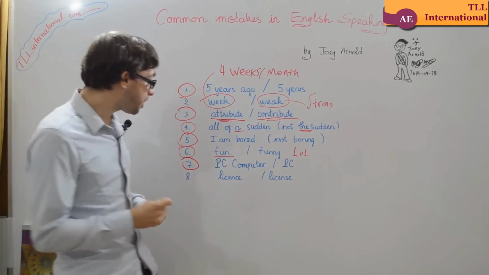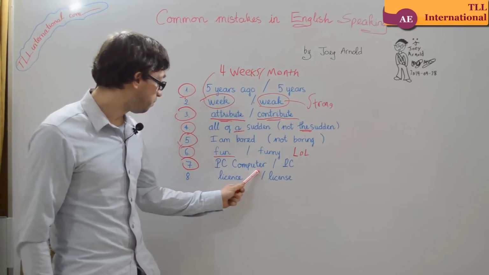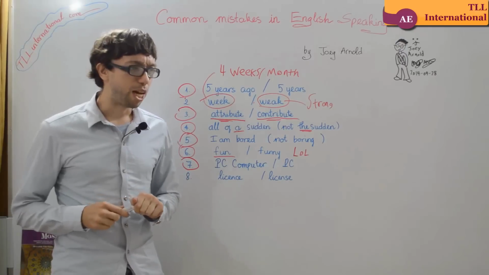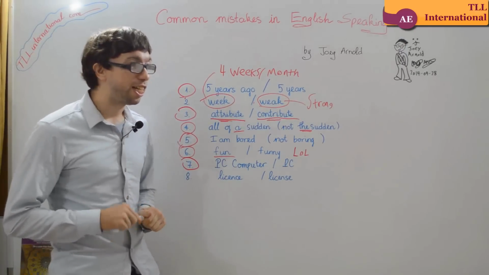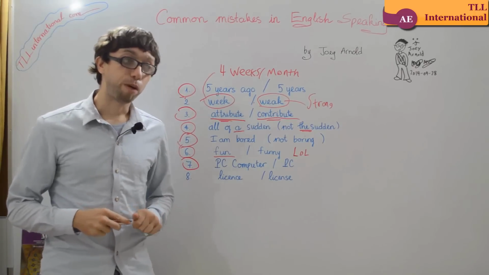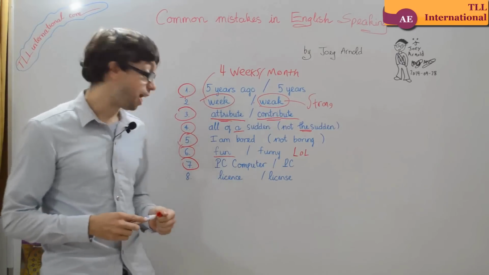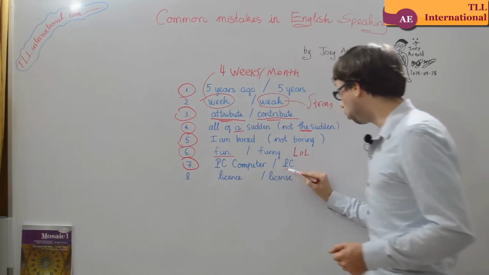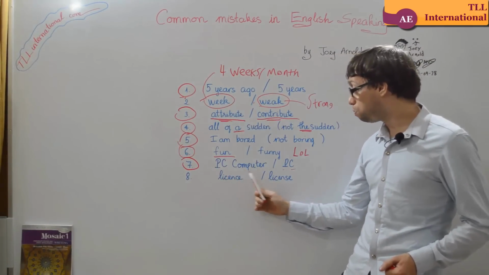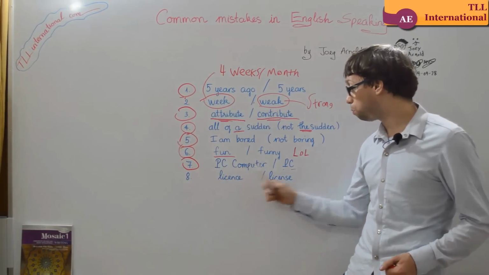Number 7, PC computer and PC. Now, the first one is something that started with, I think it was IBM in the 1980s. They wrote this on some computers, but sometimes people forget what PC stands for. And PC stands for personal computer. So when you say PC computer, you are saying personal computer.